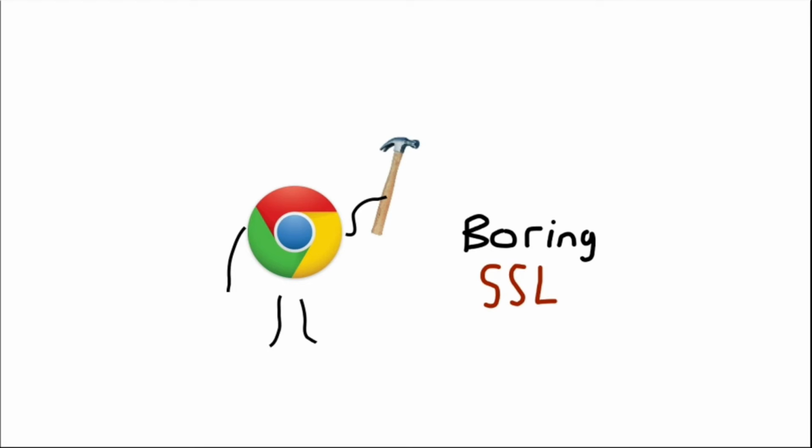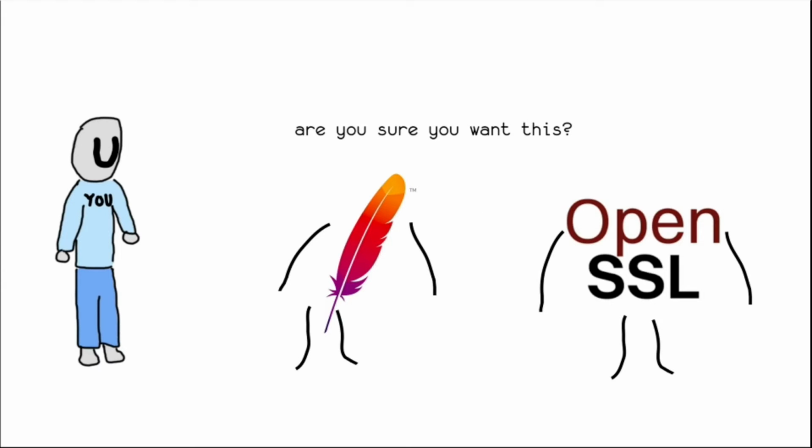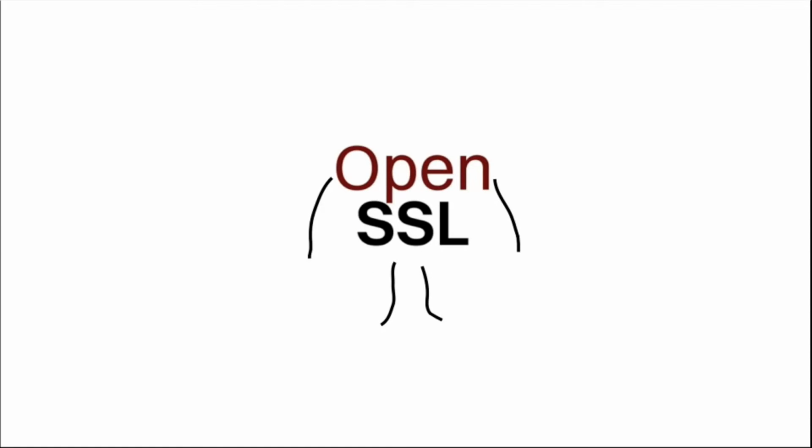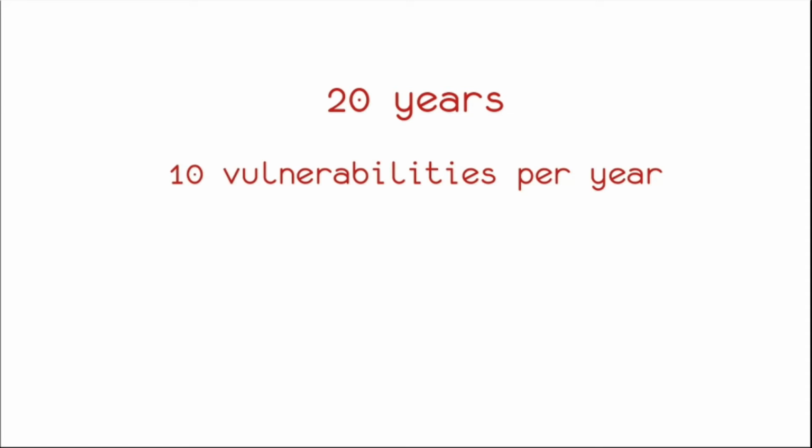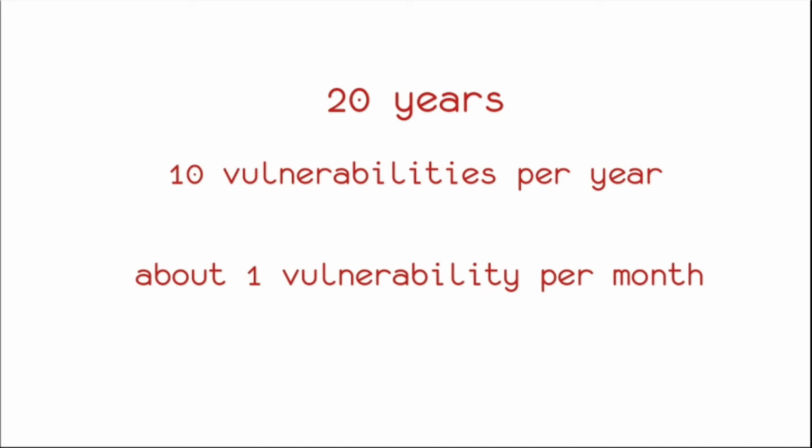This was the incident that made all the web browsers and such switch to their own things, and everyone else decided to give users the option of OpenSSL or something more sensible. But that's not the only incident. It's far from the only incident. According to CVE details, over OpenSSL's 20-ish years of history, there have been about 10 vulnerabilities fixed per year. That's about 1 vulnerability every month.